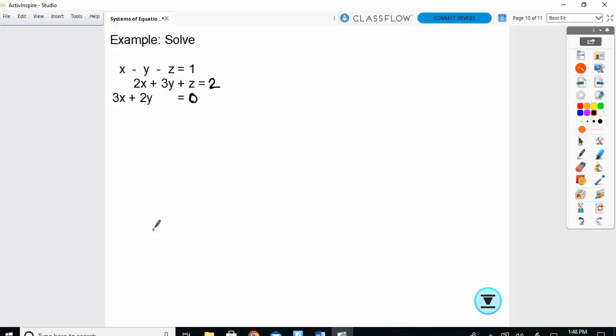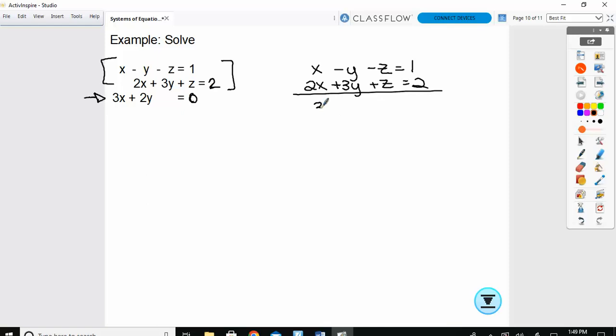What do you notice about this third equation? There's no Z. There's no Z, so I like that. Let's then take the first two and try to eliminate the Z. Do we have to do anything? No, we can just add those together. So now I need to put these together and eliminate something.